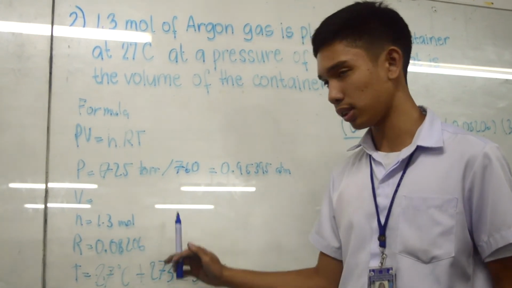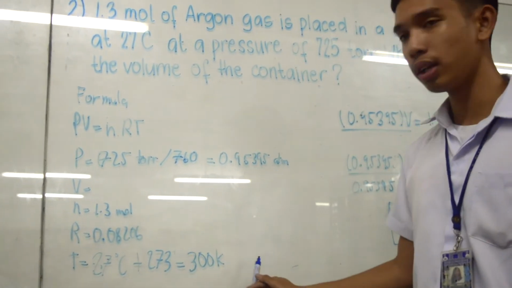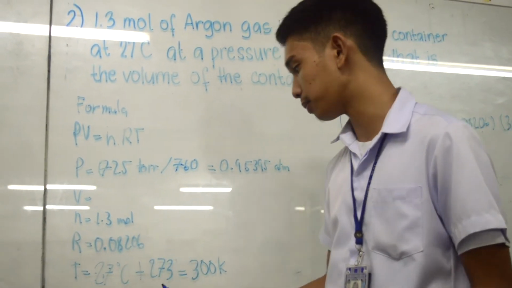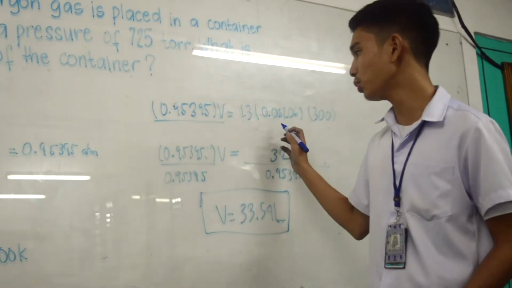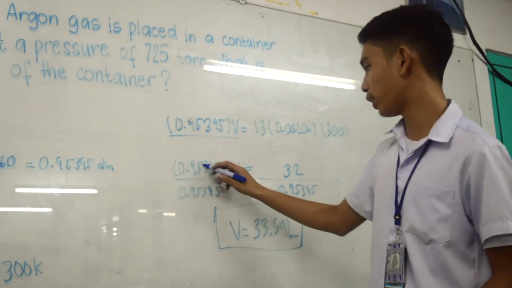Since it is in Celsius, we need to convert it into Kelvin by adding 273. Then we need to substitute the given in the formula. Then we need to simplify it, divide.